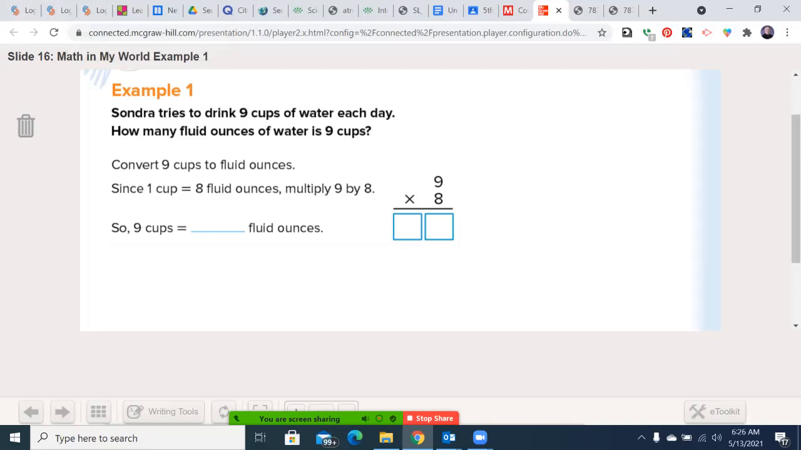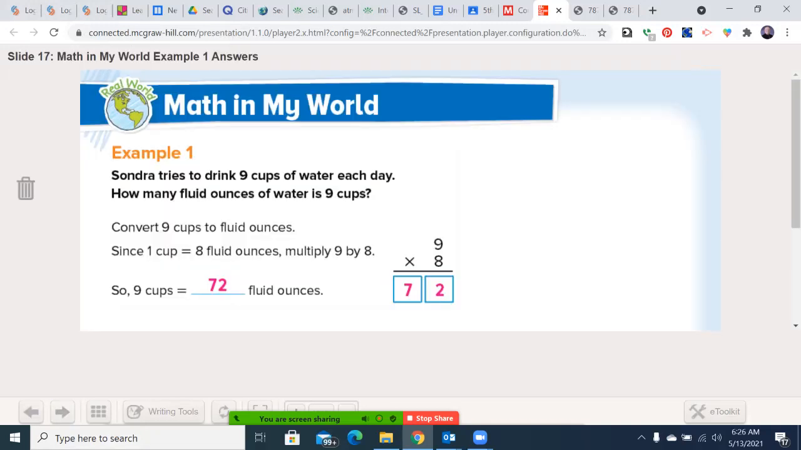All right, example basic. Sandra tries to drink 9 cups of water each day. How many fluid ounces of water is 9 cups? So I'm going to convert 9 cups to fluid ounces, and a cup has 8 fluid ounces. So I'm going to multiply 9 times 8. And if you're not aware, 9 times 8 is 72. So 9 cups equals 72 fluid ounces. Go ahead and write the 72.